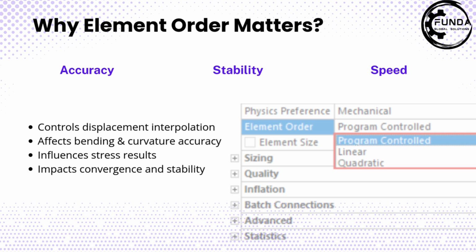Element order defines how displacement is calculated inside each finite element. This directly controls how accurately the solver captures bending behavior, curvature, and stress gradients. Two meshes may look almost identical on the screen, but if their element order is different, their results can be completely different. That's why element order is not just a meshing preference, it's a numerical accuracy decision.